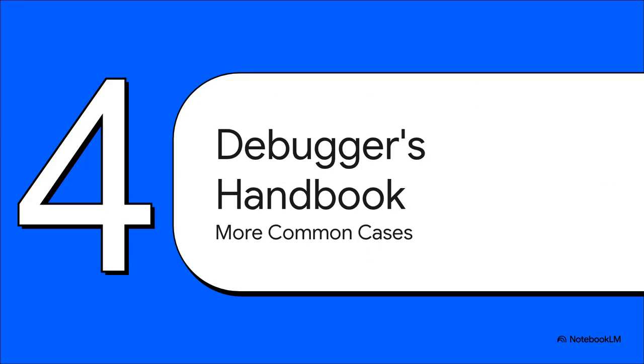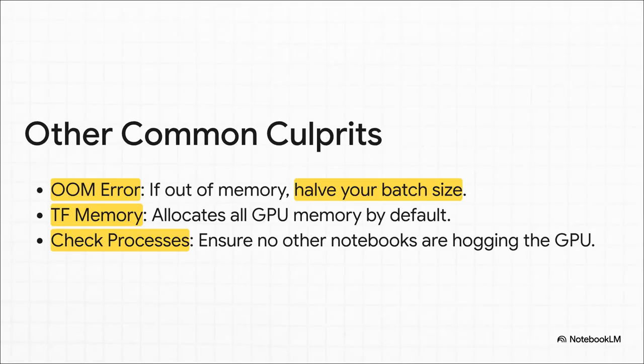Now for the speed round. Let's fill up our debugger's handbook with a few more tips and tricks from other common cases. These are things you'll want to have in your back pocket. First up, the classic out-of-memory error. If you ever see OOM, your first move, 99% of the time, should be to just cut your batch size in half. It's a simple fix that often works.